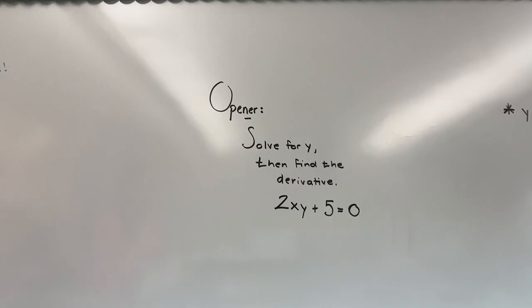Up until this point, even on your test yesterday, all we've been asked to do is find a derivative, whether it's y equals or s of t equals. We've always had the dependent variable expressed explicitly in terms of our independent variable. So we don't know how to find the derivative as is, so we have to solve for y in terms of x first, then we can find dy dx.